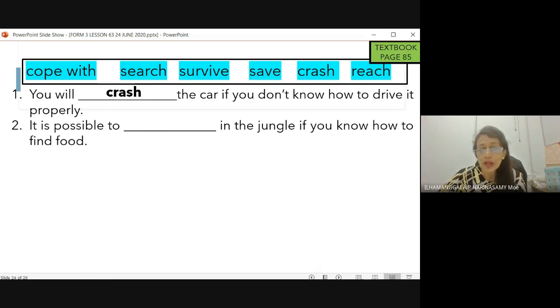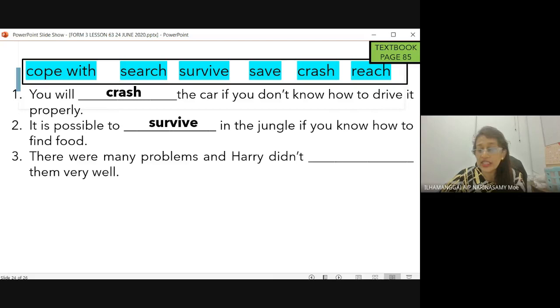Okay, very fast. Everyone is giving the answer, survive. I don't know whether it's correct. Okay, very good, everyone. Excellent work. So you got, I will survive, it is possible if you know how to find food. Wow, very fast. You're all giving me number three. There are many problems and Harry didn't. So I have everyone giving me cope with. Three, cope with. Suddenly go to number four.